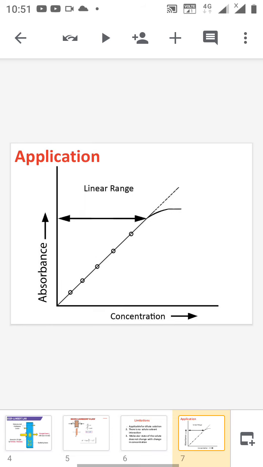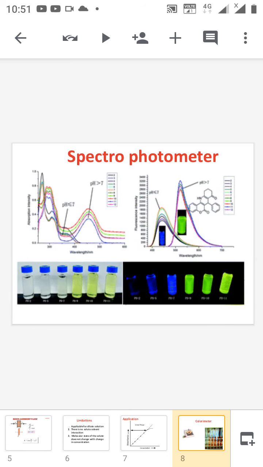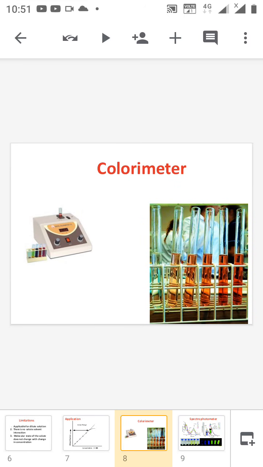Now we are moving on to some applications of Beer-Lambert's law. Beer-Lambert's law can be applied in the colorimeter and spectrophotometer. Now we are moving on to the experiment. The colorimetric experiment is a physical chemistry experiment in the D3 chemistry course. In this experiment, we have to measure the concentration of colored solutions which vary in their concentration.